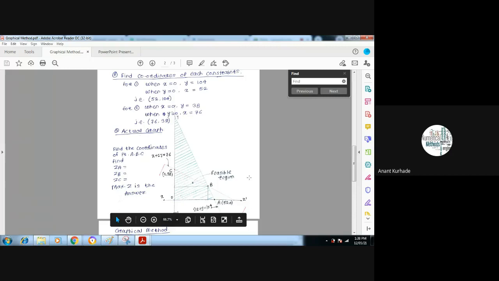Again, see this problem, it has only two constraints. In this problem we have covered how to formulate the LPP and how to solve that problem using the graphical method. Any doubt up to this? No, sir. Okay, so now we will solve one more problem.